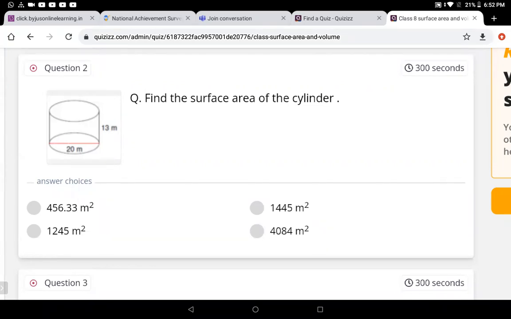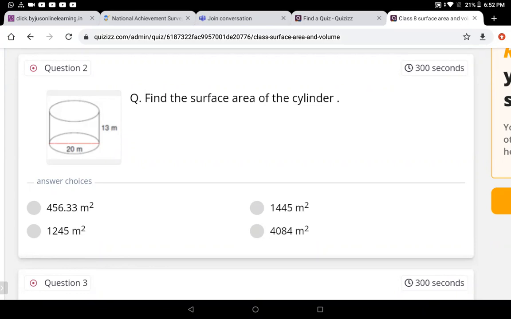Yes, ma'am. So h value is 13. Diameter is given as 20 centimeters. You need to find r as half of diameter. So it's 10. 2 pi r, 2 into 22 by 7 multiplied with r, that is 10, into r plus h, it's 23. Please solve it and simplify and give the answer quickly, children.